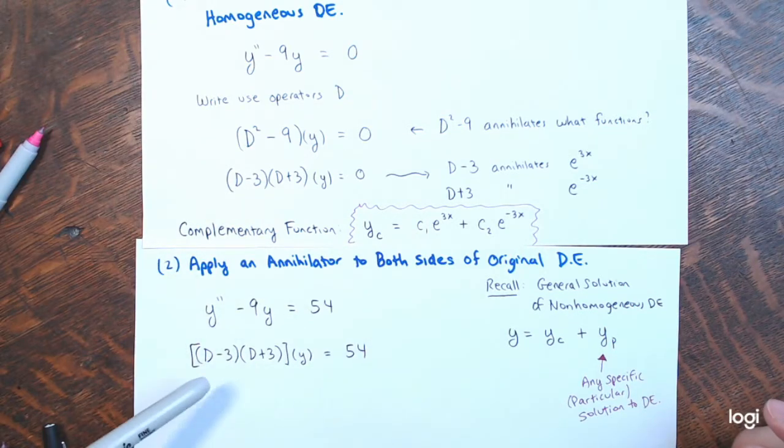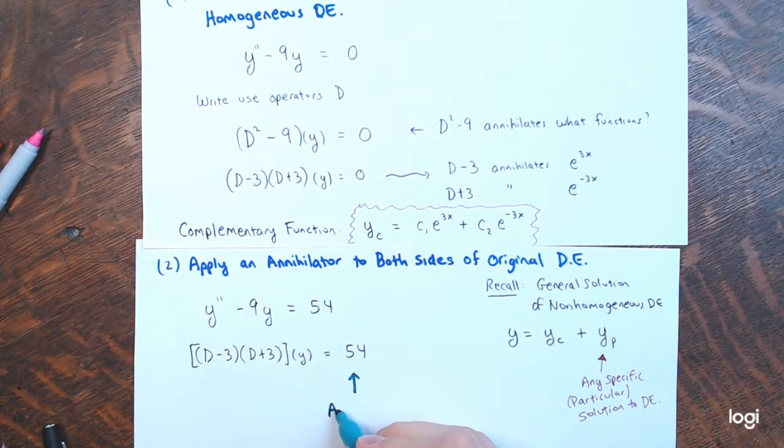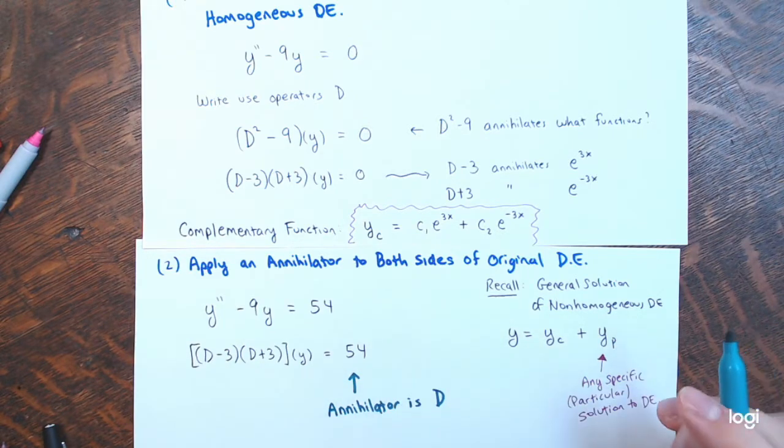All right, so writing it in terms of differential operators, now I have to think what operator annihilates this right side. So what linear differential operator annihilates just 54? Well, that would simply be D, right? The first derivative of 54 would be 0. So I'm going to apply D to both sides, and we get the following equation.